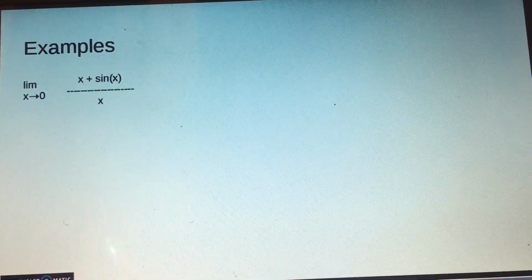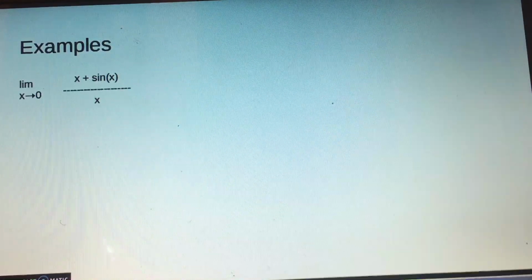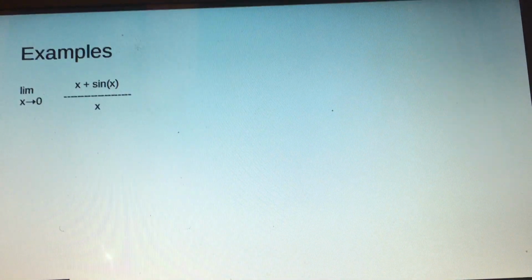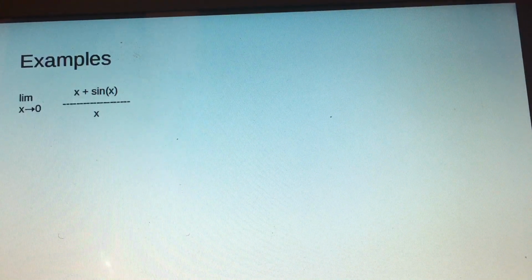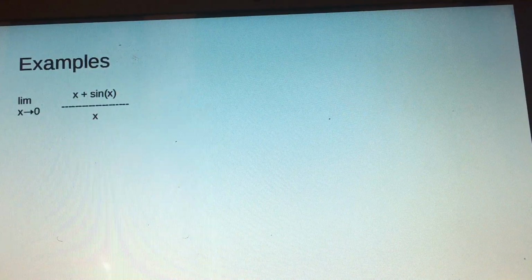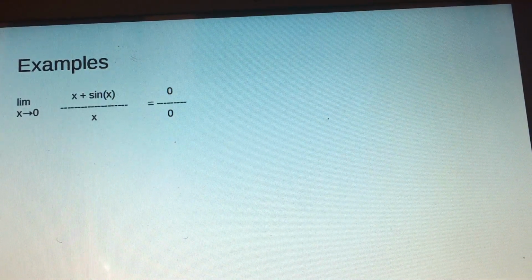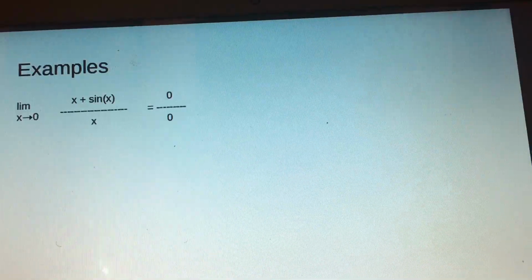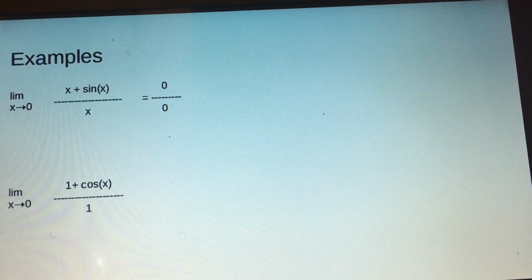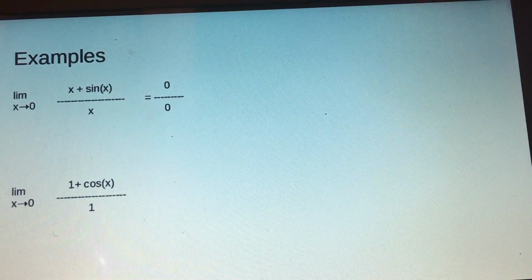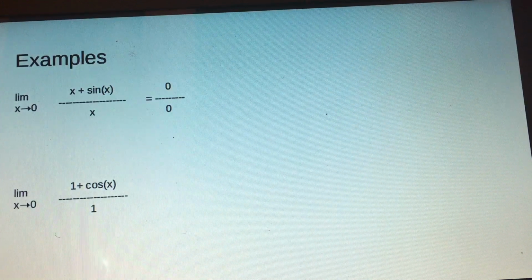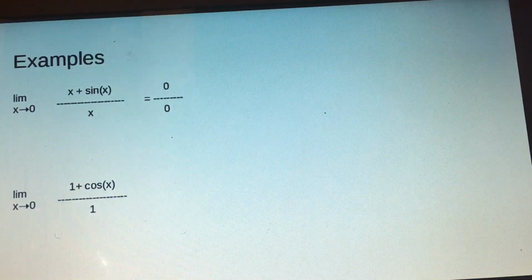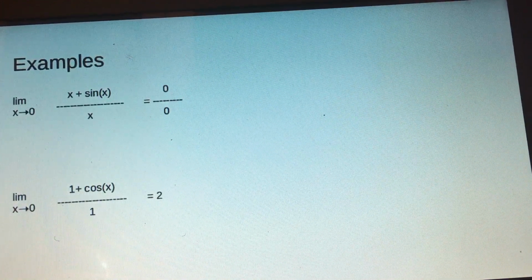Here we have an example which asks for the limit as x approaches 0 of x plus sine of x over x. If we evaluate the limit as is, we will be given an answer of 0 over 0, one of our indeterminate forms. So we will use L'Hopital's rule, giving us the limit as x approaches 0 of 1 plus cosine of x over 1, which, when simplified and evaluated, gives us an answer of 2.